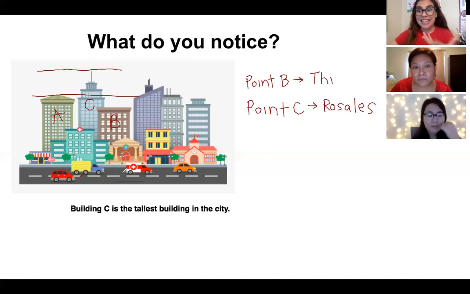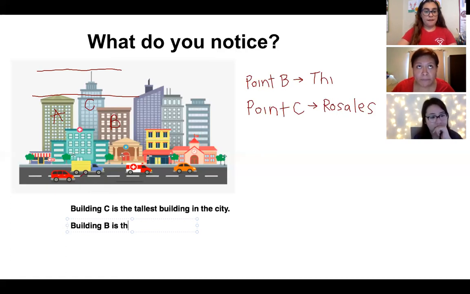Now let's go on to our last question. Which building is the shortest building out of these 3 buildings? So we have building A, building C, and building B. All right. So Ms. Rosales, what are you thinking? Which building is the shortest? Looking at A, B, and C, B is the shortest here. And I'm just going by how tall it is compared to the ground, as all of them are starting from the ground level.